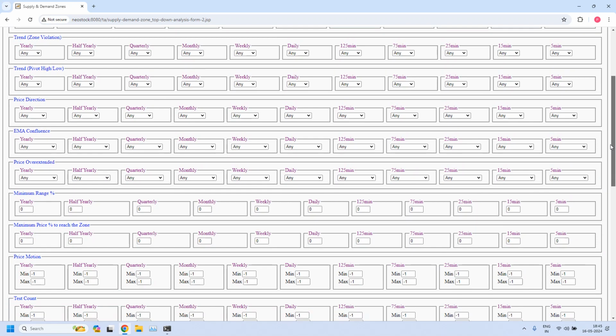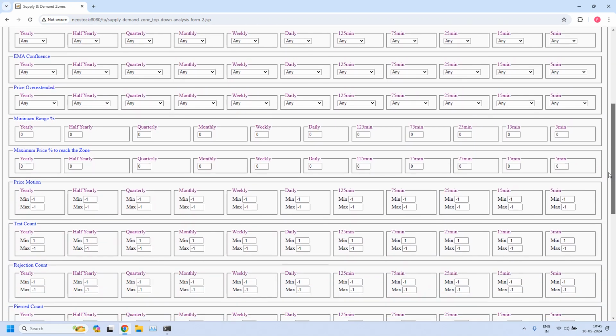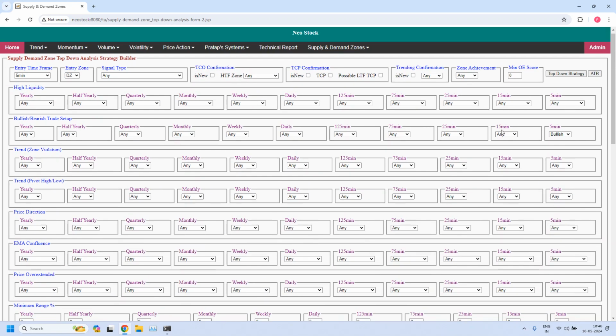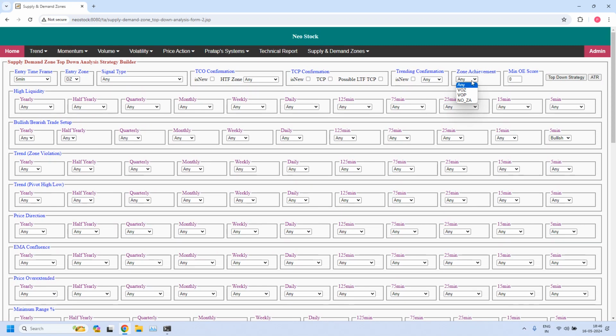The first filter, the zone should not be pierced. That means pierced count should be 0. But which time frame? 5 minutes time frame. So in 5 minutes time frame, I am selecting minimum value as 0 and maximum value as 0, which indicates zone pierced count should be 0. That means zone is not pierced. And the zone achievement should be VOZ, violated opposing zone, and minimum odd enhancer score should be 12 for bullish or bearish trade setups. So with these filters, let us generate the report.